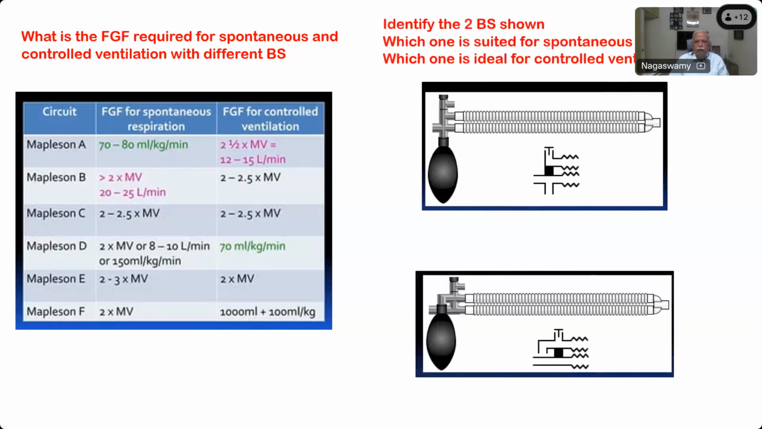Identify the two breathing circuits. Which one is suited for spontaneous? Which one is suited for controlled ventilation? What is the top one? We have given a clue here as to where the APL valve is situated.